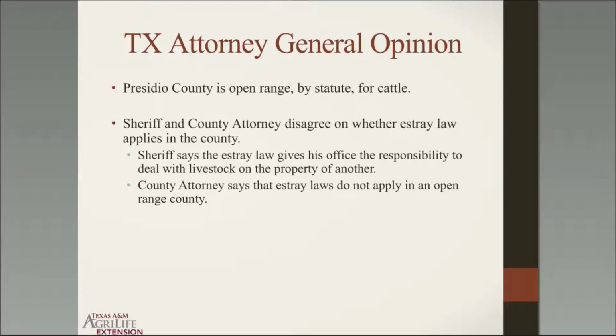The sheriff said, look, the estray law gives us the responsibility of dealing with stray livestock. We have to enforce it. The county attorney says, hey, the estray law doesn't apply in an open range county. Okay, and so the question we've got here is essentially, does the estray law apply in an open range county?